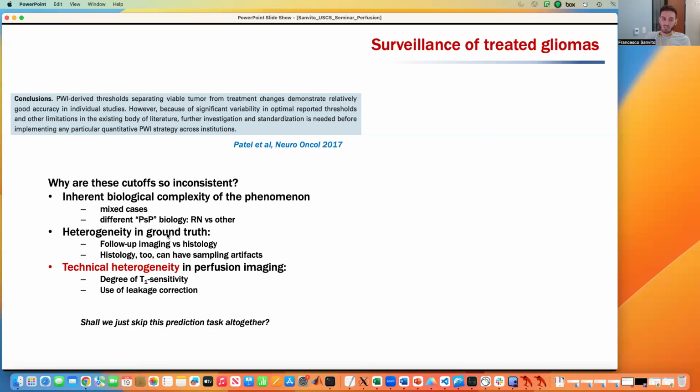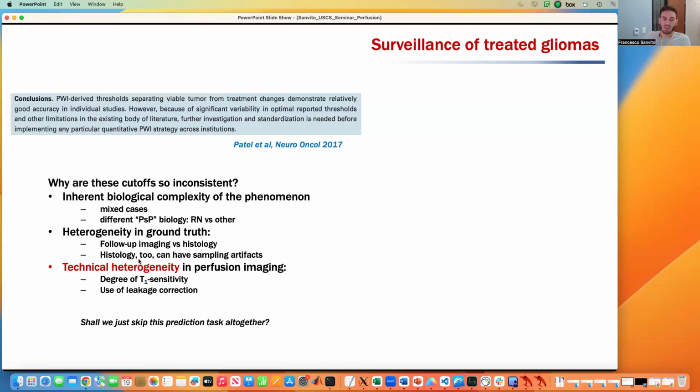The other aspect which is linked to this is heterogeneity in ground truth. Some studies have histological samples to say these cases were radiation necrosis, these cases had recurrent disease, but other studies don't have histology. They only have follow-up imaging. So they say this case didn't evolve over time, so it was a false progression. So we're comparing studies that have different ground truths.